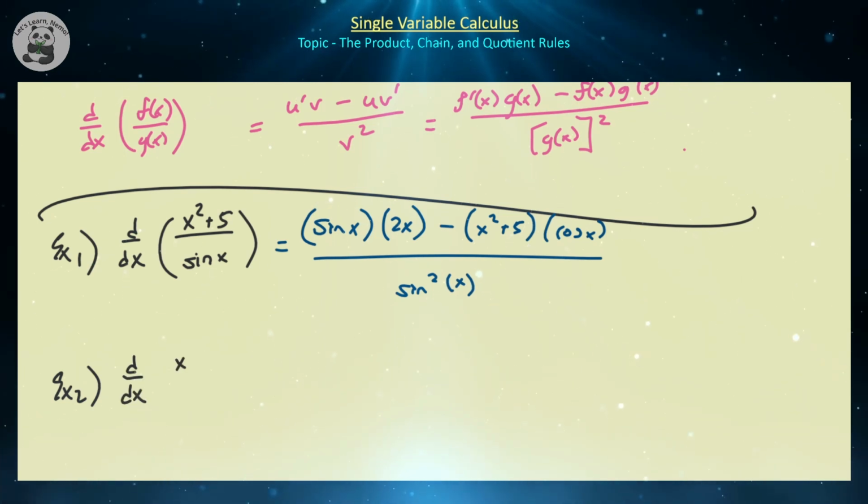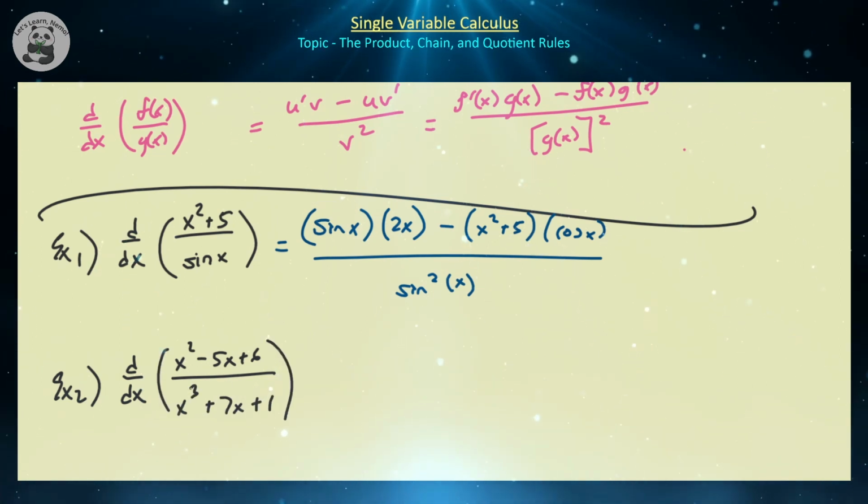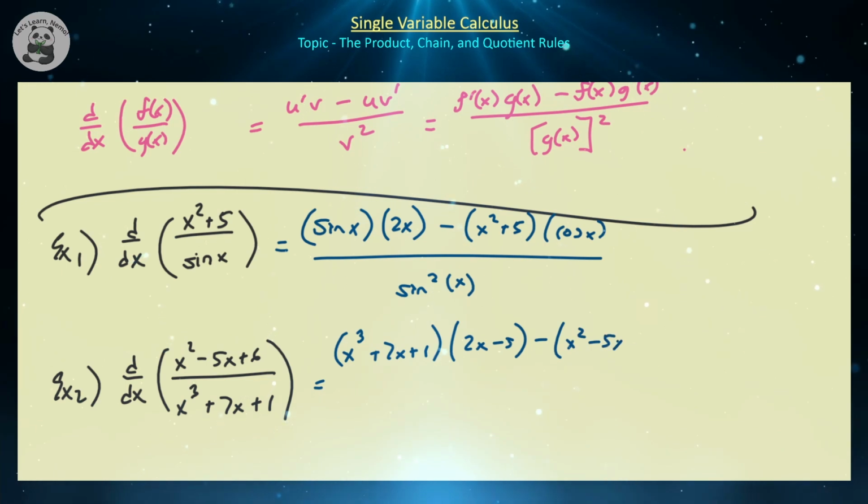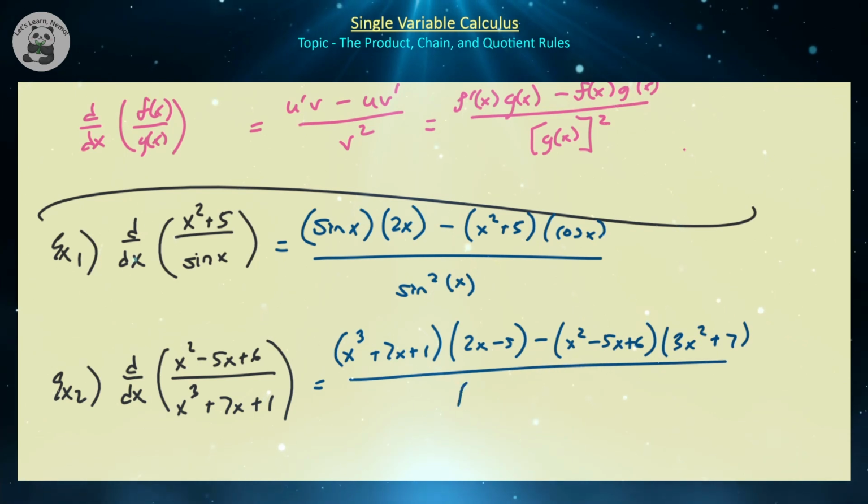What is the derivative of x squared minus 5x plus 6 all divided by x cubed plus 7x plus 1? Again, what will this be? So it's going to be equal to the bottom times the derivative of the top minus the top times the derivative of the bottom all over the bottom squared.